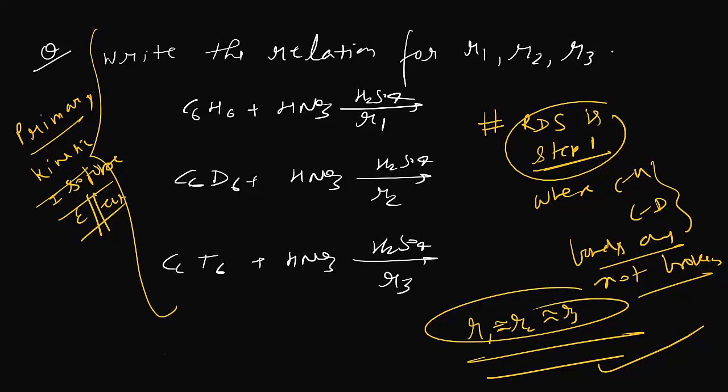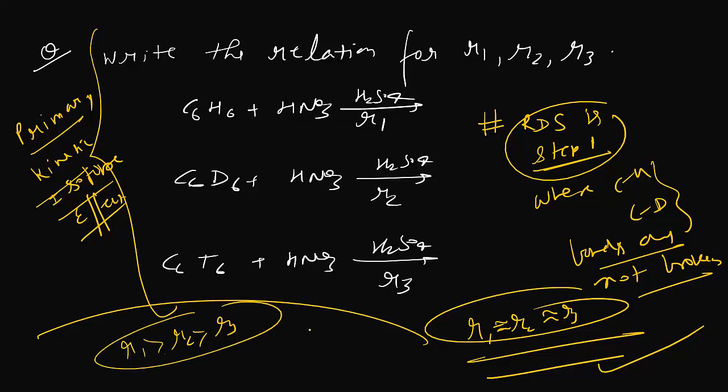And here you write the answer, but with an exceptional case. This you have written in a general manner. Now there are exceptional cases also. A normal student will think the answer is R1 greater than R2 greater than R3, because the CH bond is weaker than CD, so it's easy to break, so the rate of C6H6 should be greater. But that is not the fact, because the RDS decides the rate. In all the cases, in the RDS the CH, CD, CT bond is not broken. That is why the answer is R1 equals R2 equals R3.